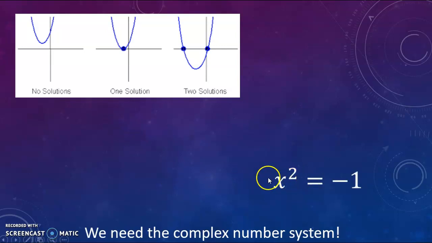Or if we're trying to solve an equation, x squared equals -1, which means that we need to take the square root of both sides. So x is the square root of -1. Well, if you try to put that in a calculator, that gives you an error sign because you cannot take the square root of a negative number. So we need this complex number system for those two reasons, plus many more.